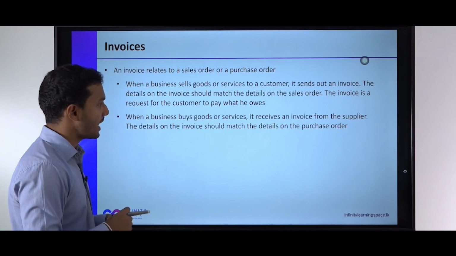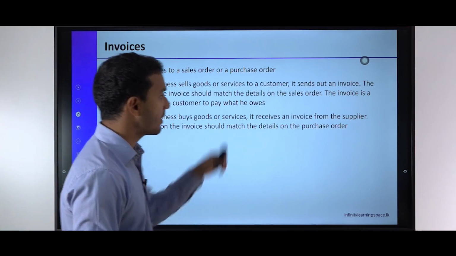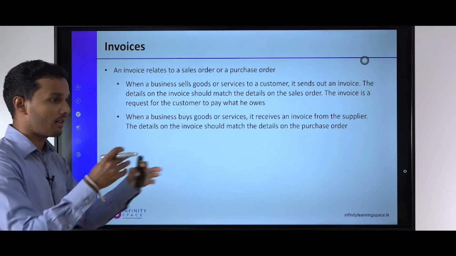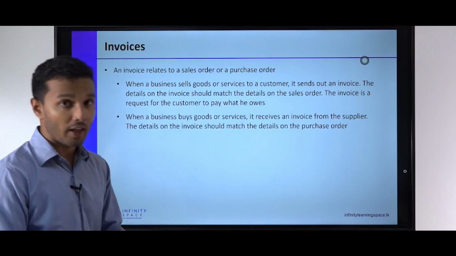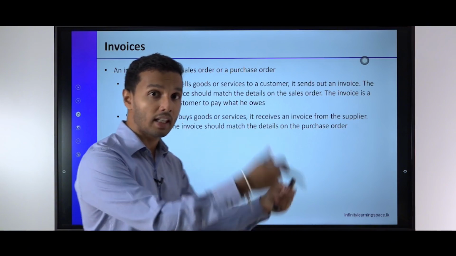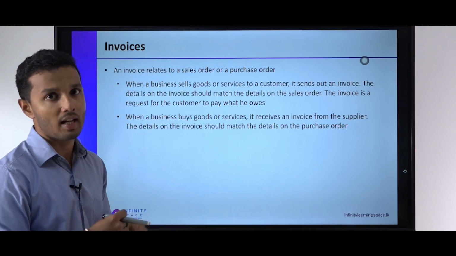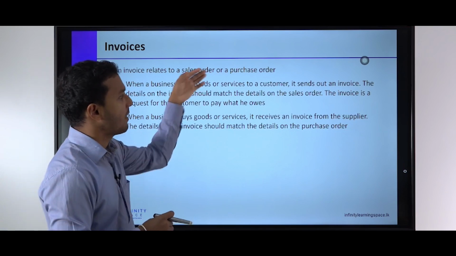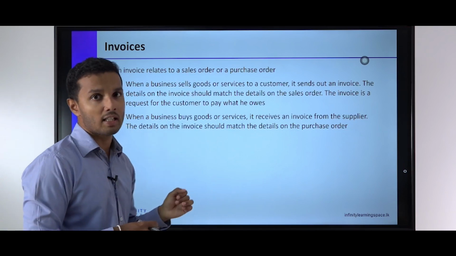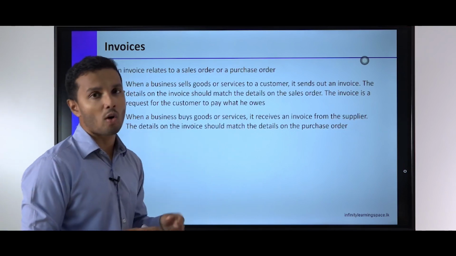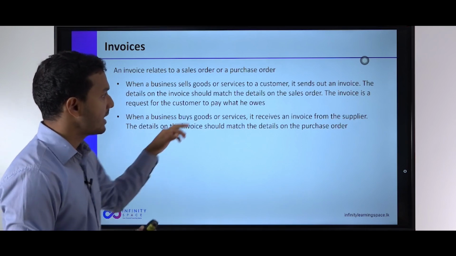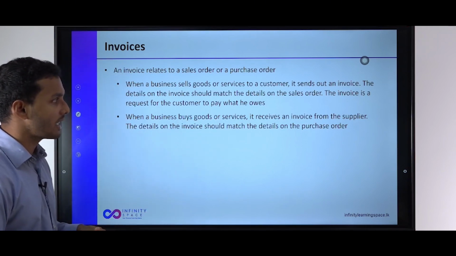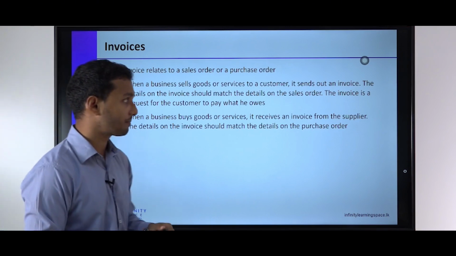When a business buys goods or services, it receives an invoice from the supplier, right? So when the business buys goods and services, they don't issue the invoice, they get an invoice from the supplier, and that invoice is what we call the purchase invoice. So again, what the supplier calls the sales invoice, the buyer will call purchase invoice. It receives an invoice from the supplier. The details of the invoice should match the details of the purchase order.